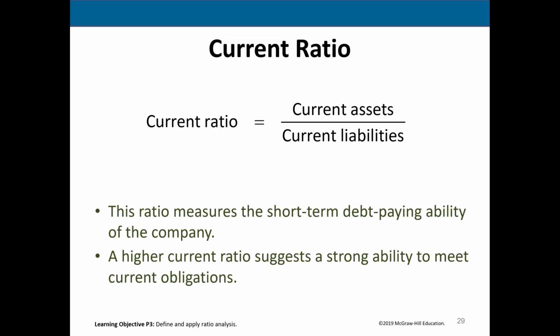If you owe $1 and your current assets are $1.50, that means you can pay all your liabilities and then half again. If you owe $1 and your current assets were 50 cents, then that means you can only pay half of your current liabilities.